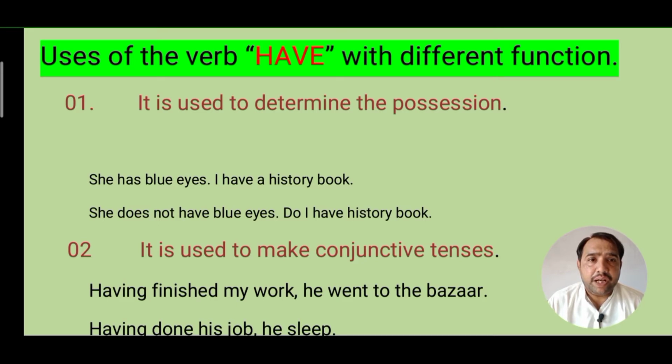She has blue eyes. Here has is used to determine position. I have a history book. Guys, we can make them interrogative as well as negative. How? By putting do and does.